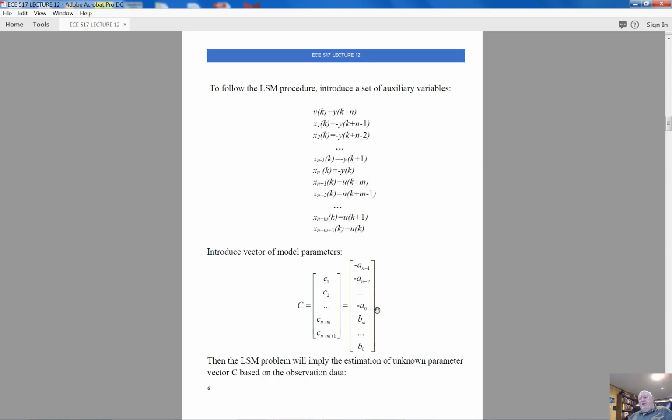How about the vector of model parameters? This is the vector of model parameters, and you have to be able to map it onto the coefficients, or relate the components of this vector of model parameters to particular coefficients of the polynomial denominator and polynomial numerator of the transfer function, or part of the forward difference equation coefficients, and another part of the forward difference equation coefficients. And then, after this designation is done, and after we recognize that these are our unknown coefficients, we can use the RLSM procedure in order to estimate the unknown parameter vector C based on the observation data.